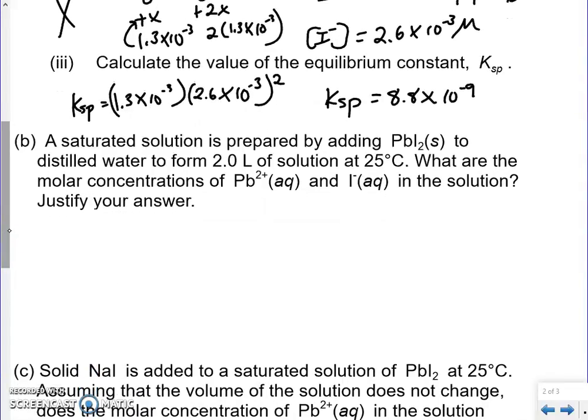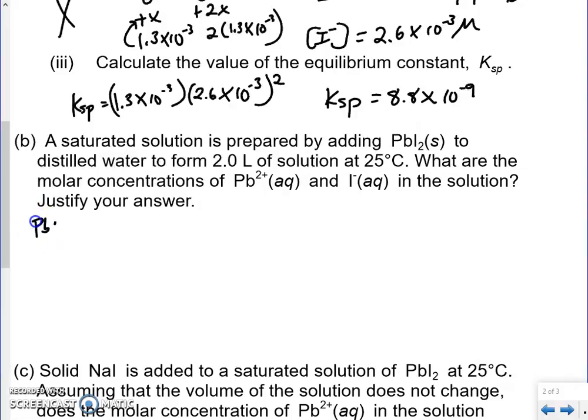We have a saturated solution prepared by adding the lead iodide, so the same thing we've been dealing with, to the distilled water to form a 2 liter solution at 25 degrees Celsius. It wants to know what the molar concentrations of lead and iodine are going to be in this solution and justify your answers. So there's kind of 2 ways you can go about thinking about this. First and foremost, you can do it through basic logic, or we can do it through an ice table. I'm going to do it with the ice table just to kind of prove a point here.